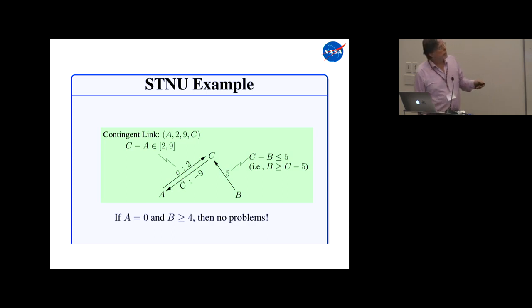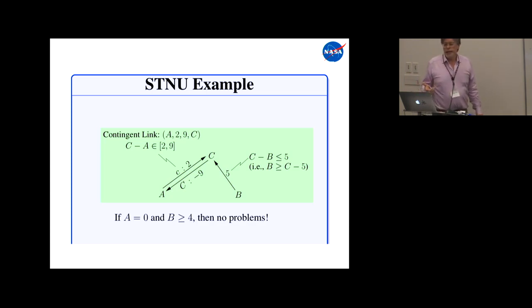Because if B is greater than 4, then this constraint will be satisfied by any value that C gives. Right? So if C chooses 2, 2 minus 4 is less than 5. If C chooses 9, 9 minus 5 is 4. So within that boundary, nature can do whatever it wants. If B is greater than 4, we're okay, right?